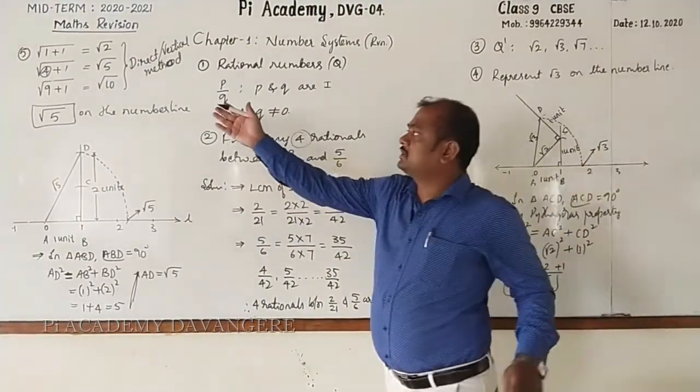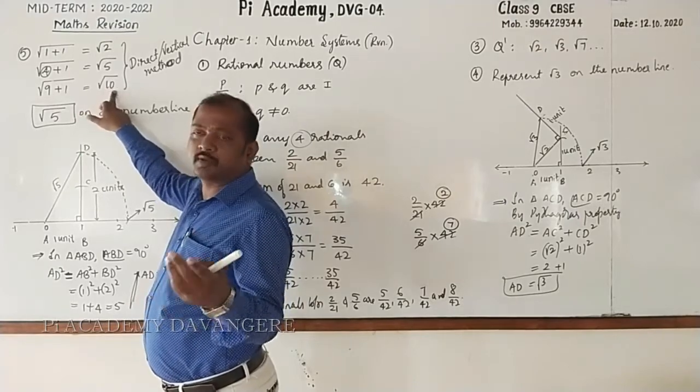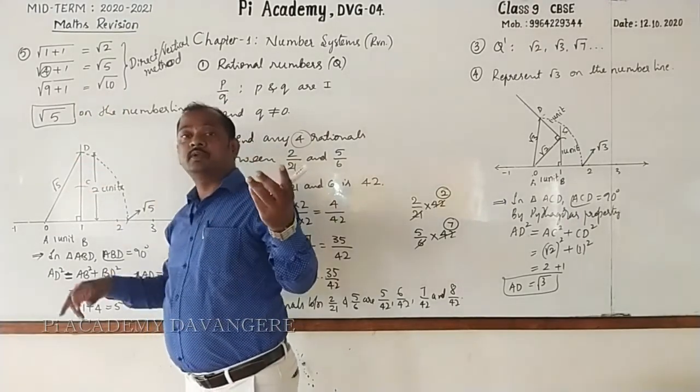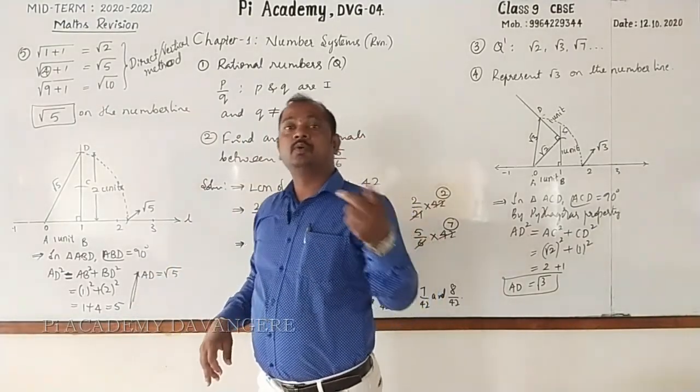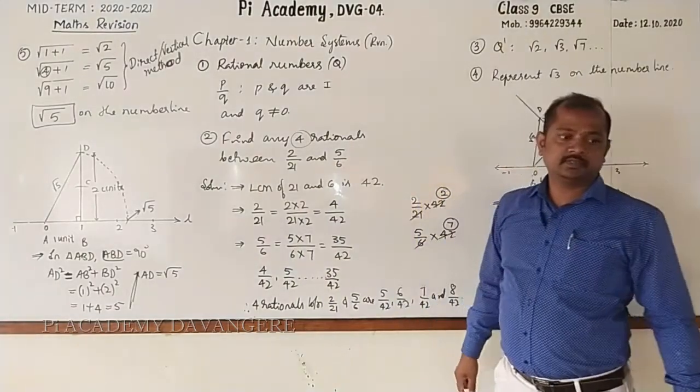So these are just some numbers I have given. Even you can also go for taking the next perfect square, that is 16 plus 1, then root 17. Next one, 25 plus 1, root 26. Got it?